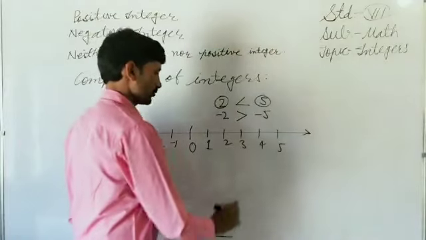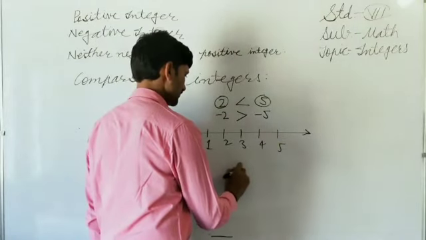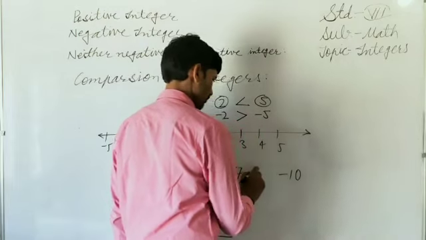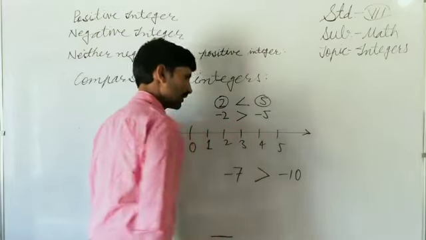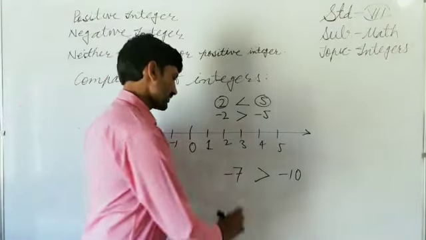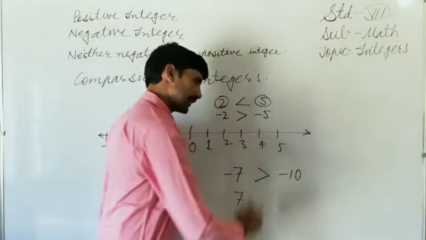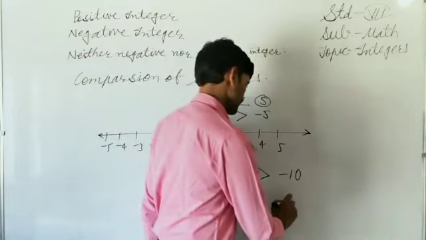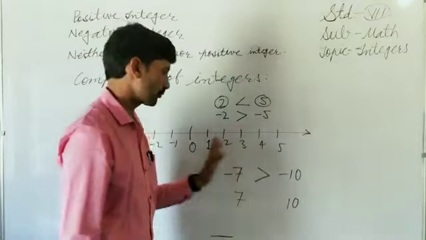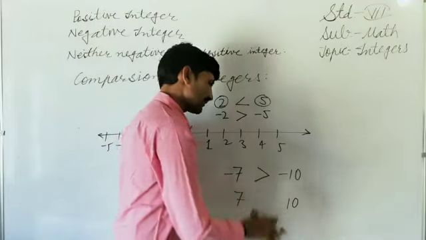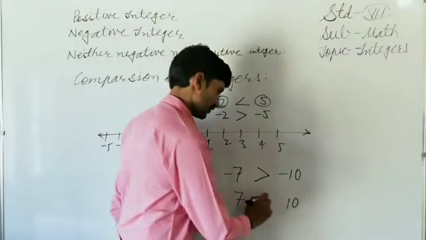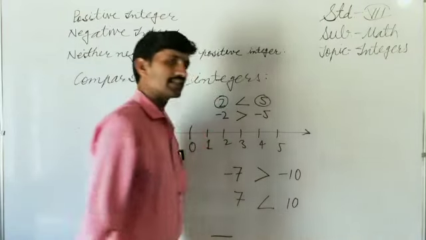If both are negative, let's take minus 7 and minus 10. We know very easily minus 7 is greater than minus 10. Now find their negatives. The negative of minus 7 is 7, just change its sign. The negative of minus 10 is 10. Or you can say the opposite of minus 10 or of minus 7. Look at 7 and 10 and compare them. Which one is greater or smaller? 10 is greater and 7 is smaller.